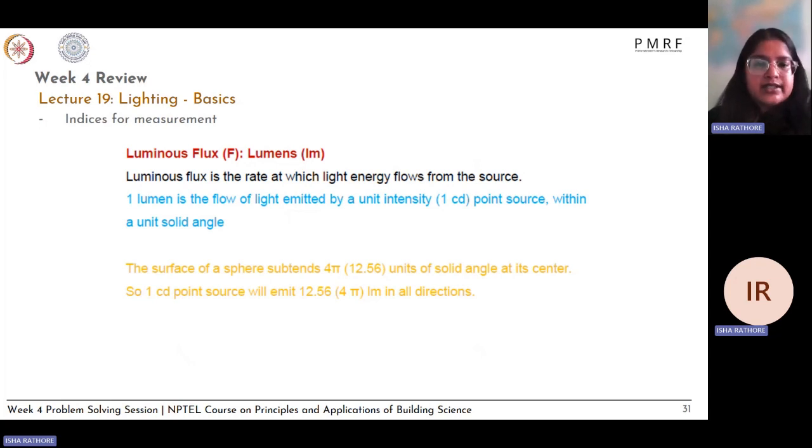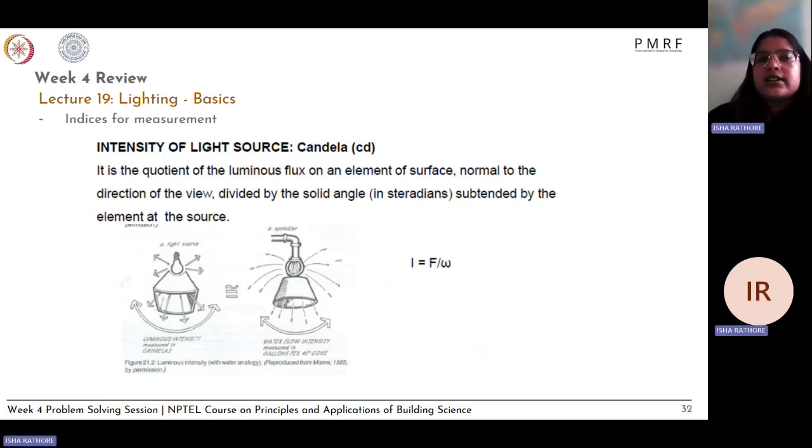So the surface of a sphere subtends 4 pi units of solid angle at its center. So a 1 candela point source will emit 4 pi lumens in all directions, which is 12.56 in this case. Like 4 into pi is 12.56 basically. So a 1 candela point source basically emits 12.56 lumens in all the directions.